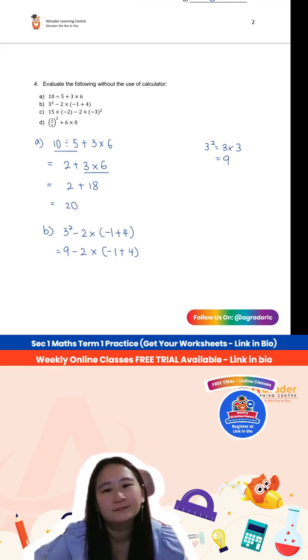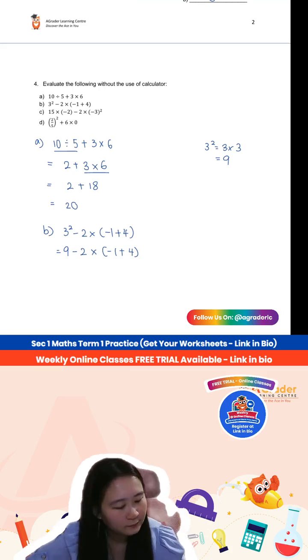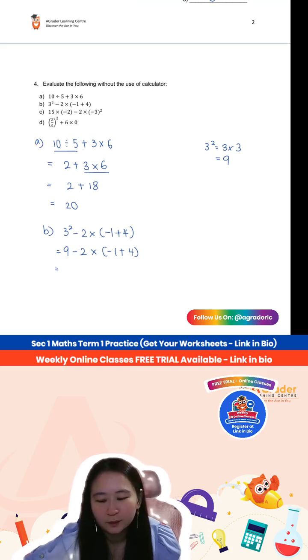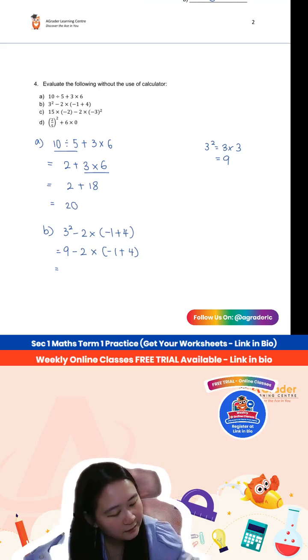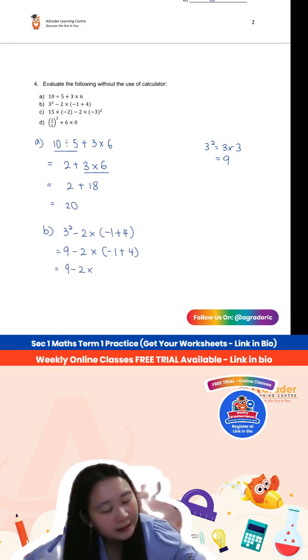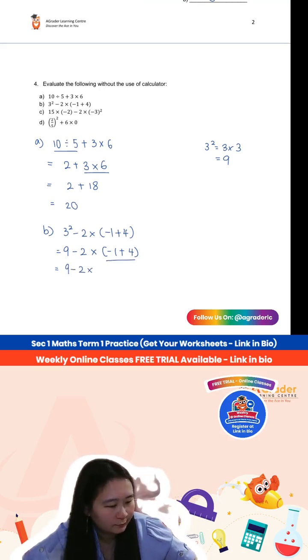Yep, you can leave it in decimals or fractions also can. Okay, next we solve the bracket first. So 9 minus 2 times negative 1 plus 4 will be 3.